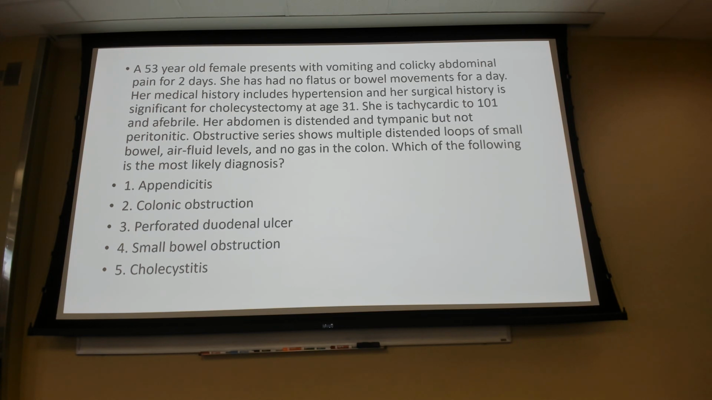So, all right, you got a 53-year-old female, vomiting, colic, abdominal pain for 2 days, no flatulence or bowel movement. Medical history, hypertension, she had a cholecystectomy, so that should help make you think, like I said, they had some sort of abdominal surgery, because adhesions are the most common cause of an obstruction from prior surgery. So that's why I said history is very important. A little bit tachy at 101, afebrile, abdomen distended, tympanitic, but not peritonitic. You have multiple distended loops, so small bowel, no gas in the colon, obviously small bowel obstruction.